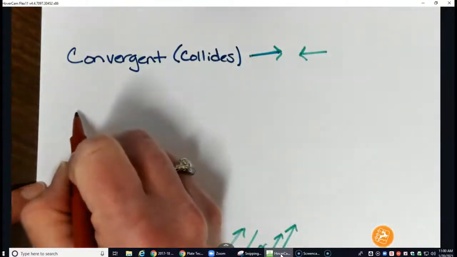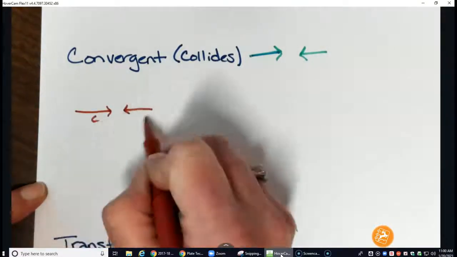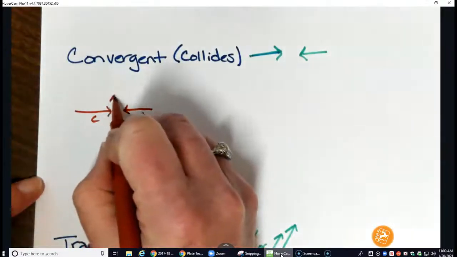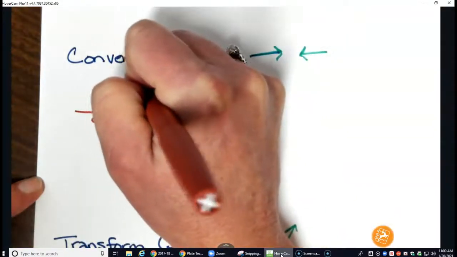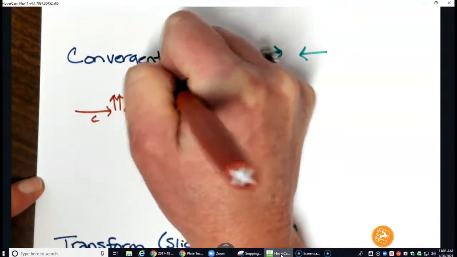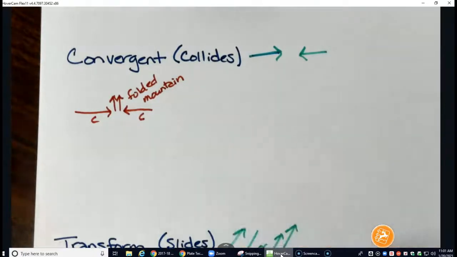So the first one we're going to look at is if I have continental crust. So when my continental plates collide, because it is thick but less dense, it tends to crumple upwards. When that happens, it creates what's called a folded mountain. Now a folded mountain is usually not volcanic because there's no opening really deep enough to allow magma to rise.